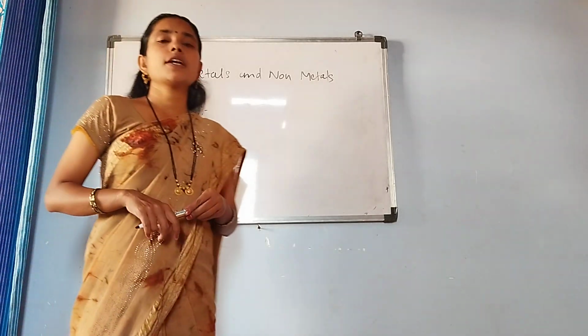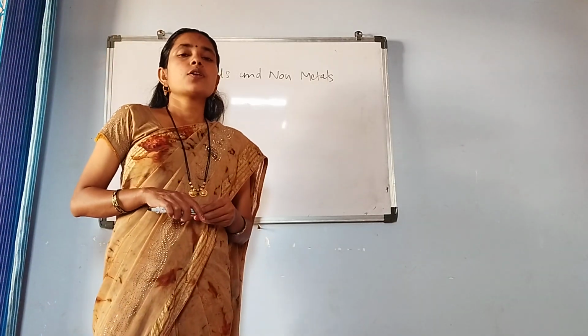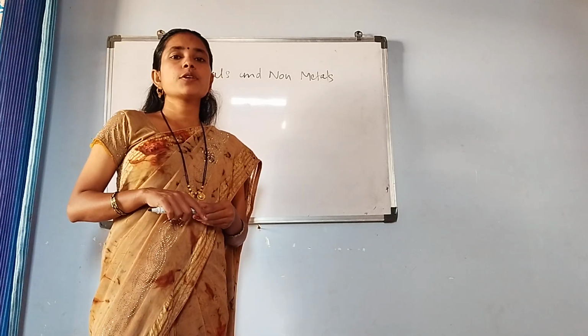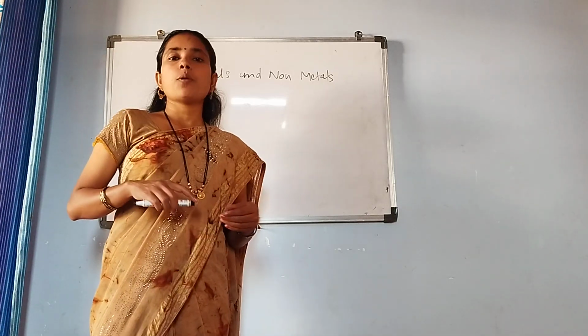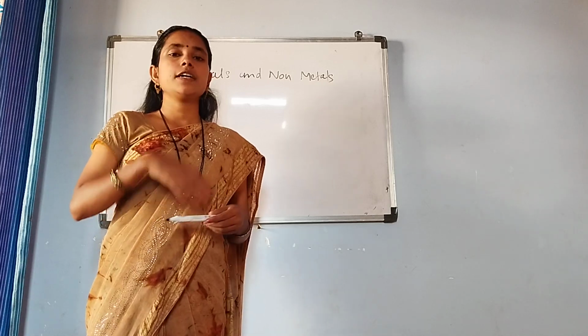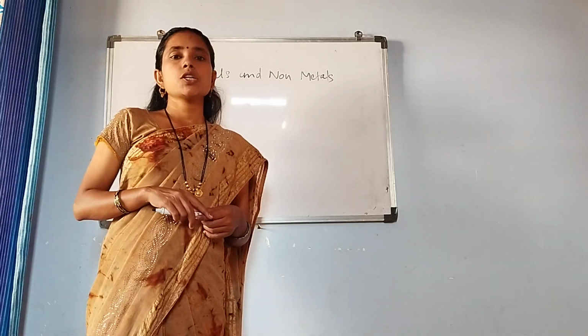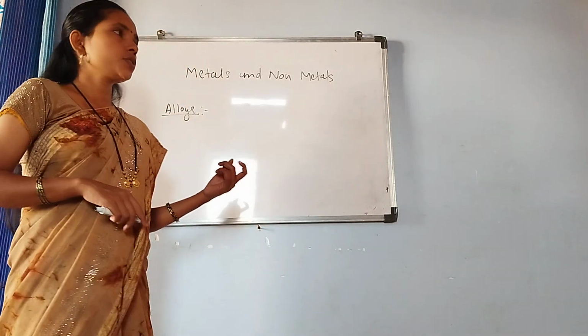For example, we can take an example of gold. Gold we are not using in the pure form. Why? Because it is very soft in nature. So we are adding silver as well as copper to make it hard, and later we can use that for making jewelry. So like that we are using alloys.